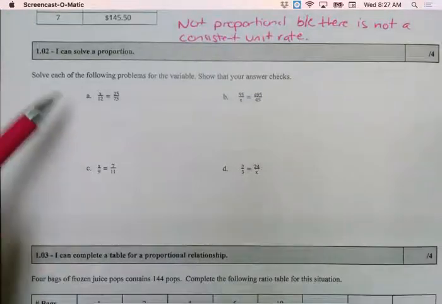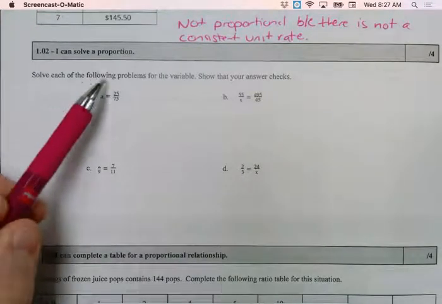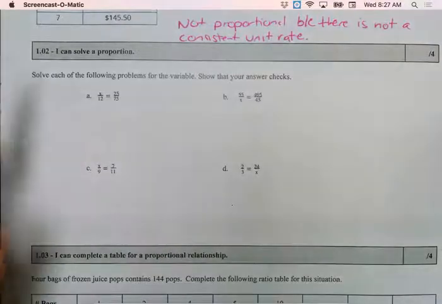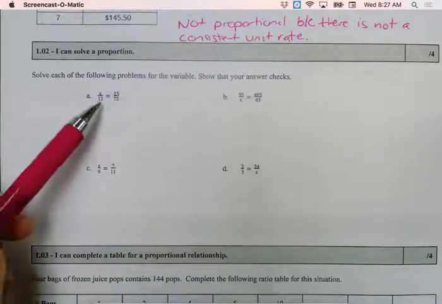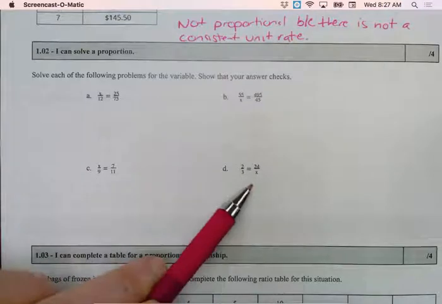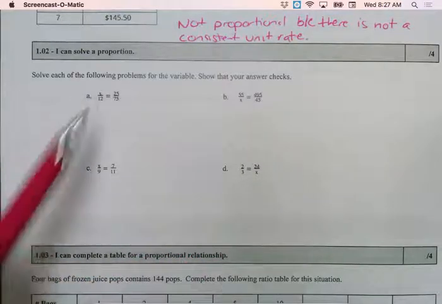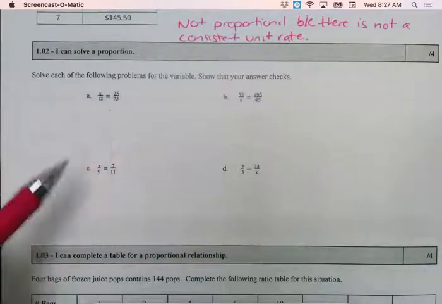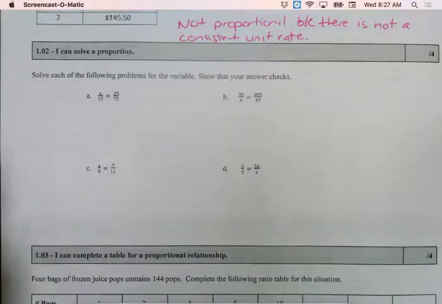So these four problems, you're being asked to solve each of the following for the variable and show that your answer checks, and they're all set up as proportions. So we're basically looking for equivalence in the fractions. There are a number of ways that you can go about doing these, and I'm going to probably do all of them slightly differently.